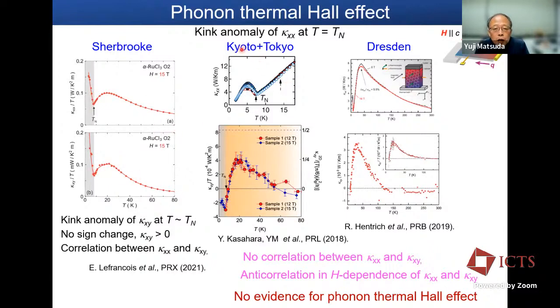However, our group and also the University of Tokyo's group show no correlation between kappa xx and kappa xy. And looking at the data by the Dresden group, they also show no correlation between kappa xx and kappa xy. That is also claimed by the Princeton group, and we observe the same result. The field and temperature dependence of kappa xx show an anti-correlation to kappa xy. So our conclusion is no evidence for a phonon thermal Hall effect in this compound. So again, this is controversial.